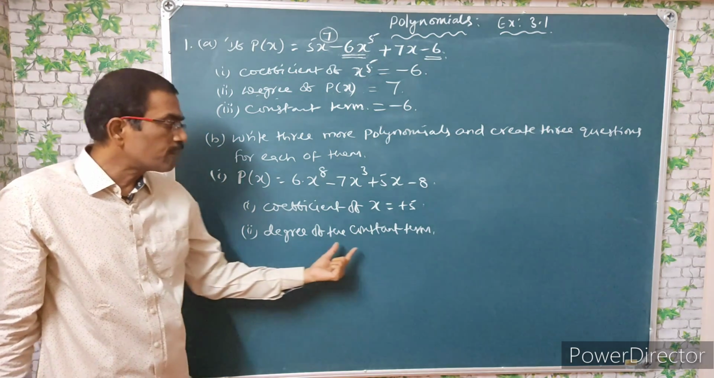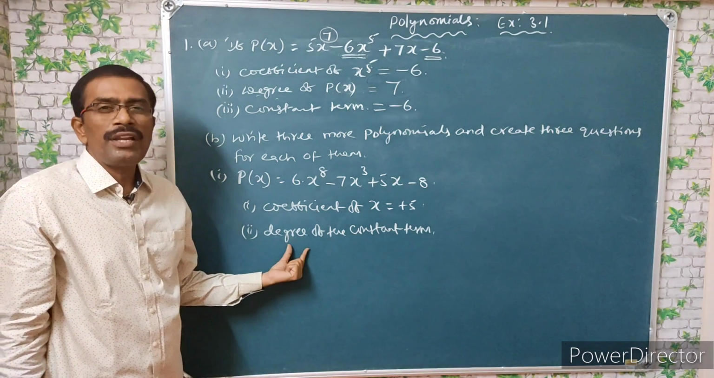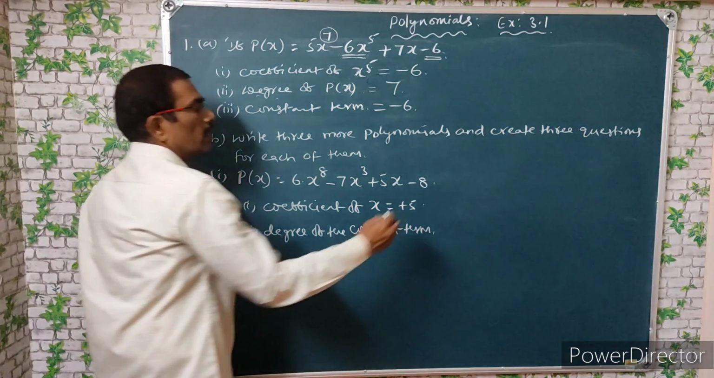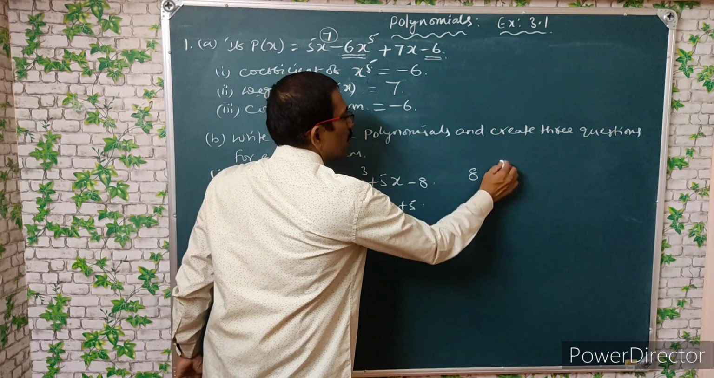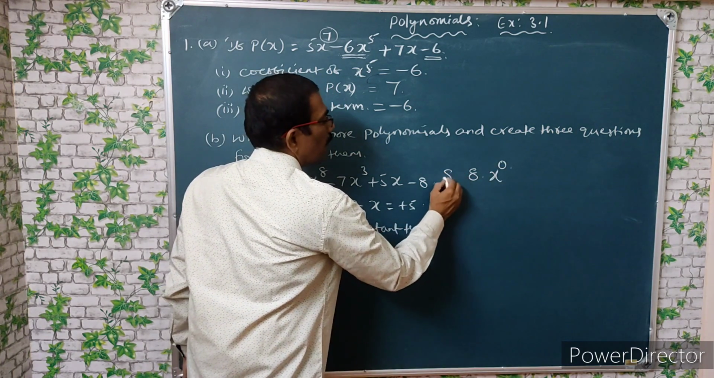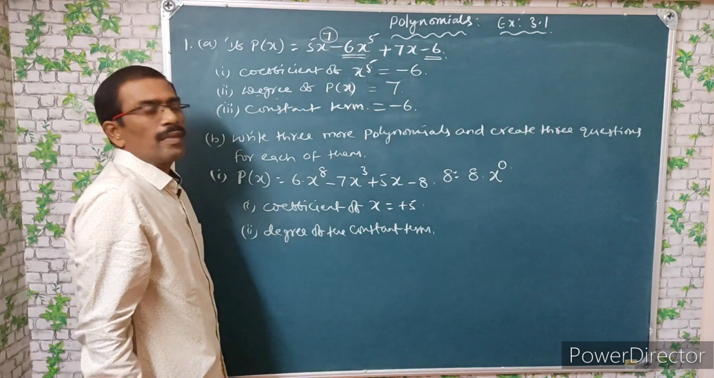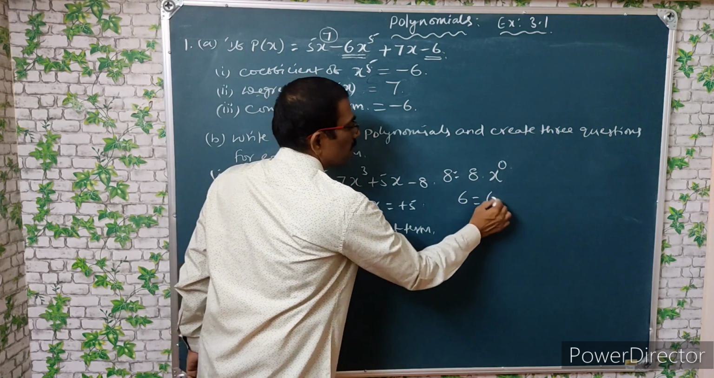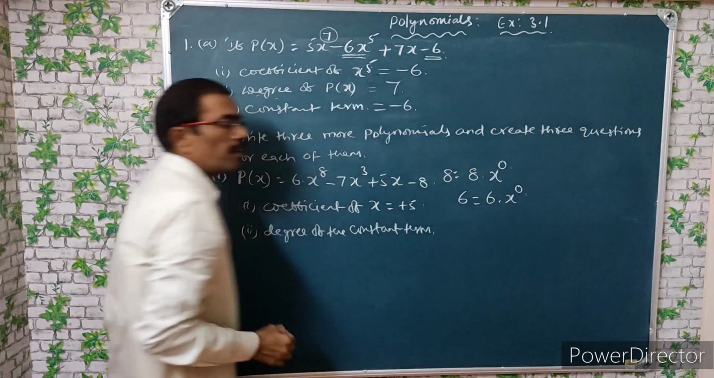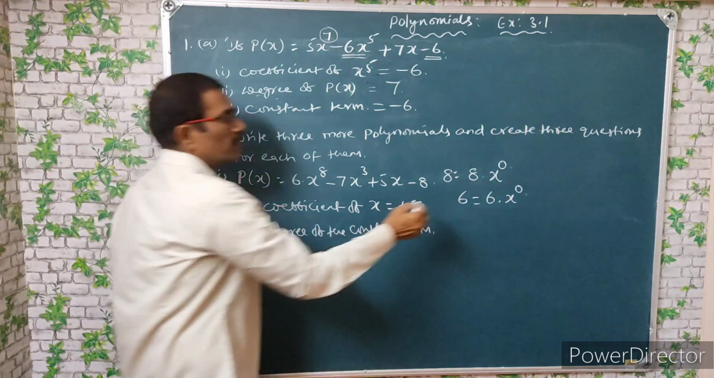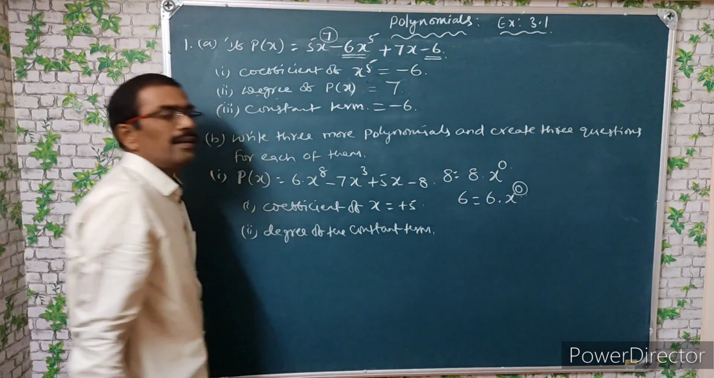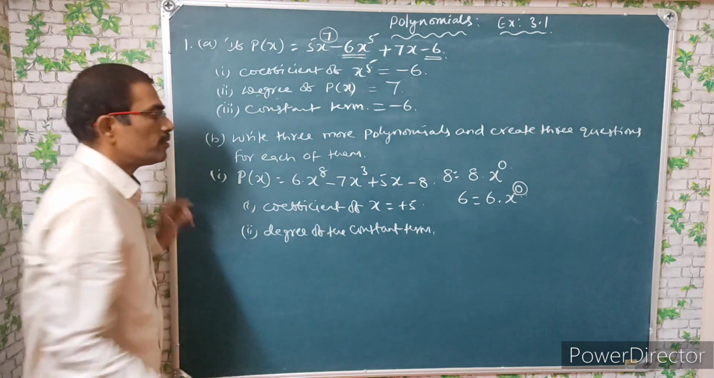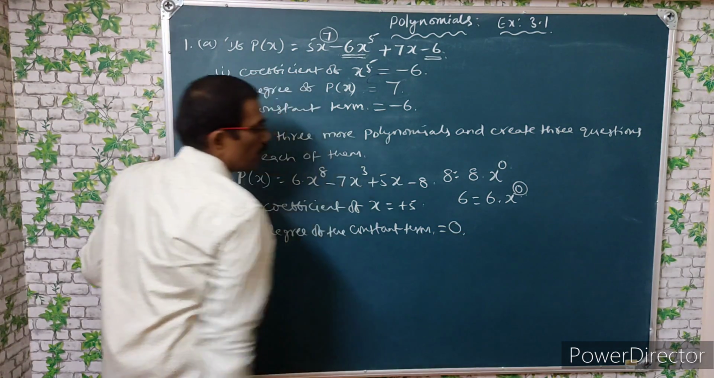Here I have not asked you the degree of the polynomial. Here I have asked you the degree of the constant term. See, the degree of any constant term is 0. See, 8 is the constant term. 8 can be written as 8 into x to the power of 0, or if you take 6, 6 can be written as 6 into x power 0, because x power 0 equal to 1. So what is the degree of the variable here? 0. So the degree of the constant term is equal to 0.